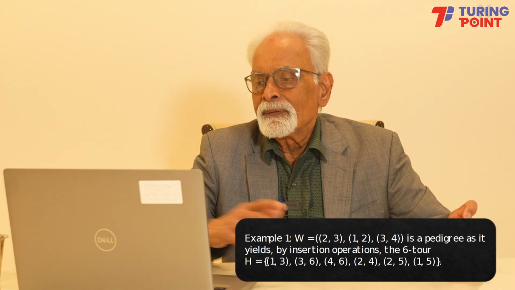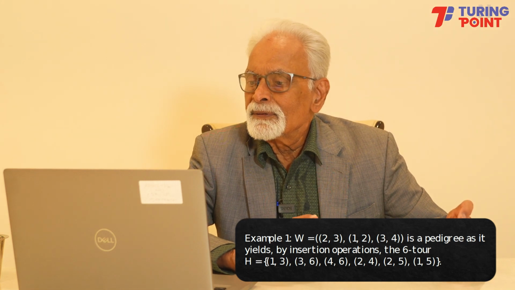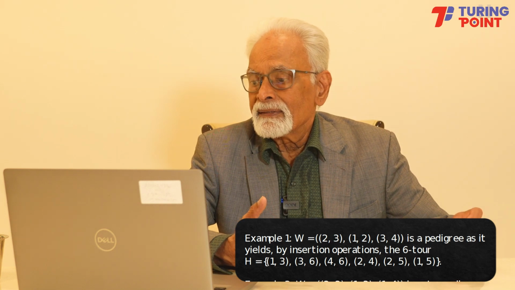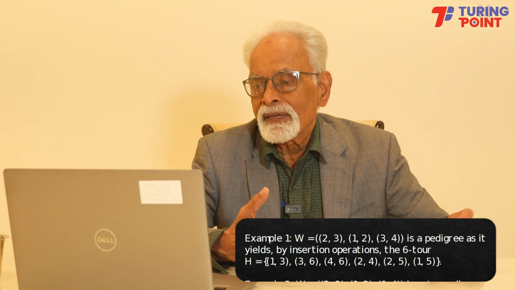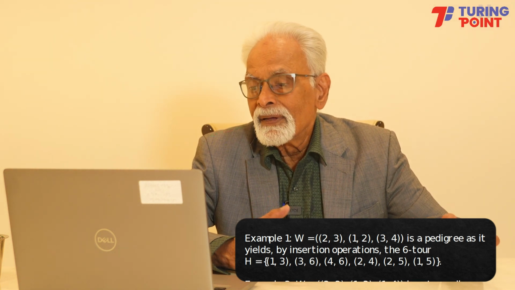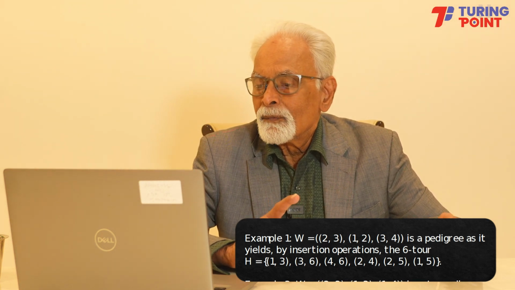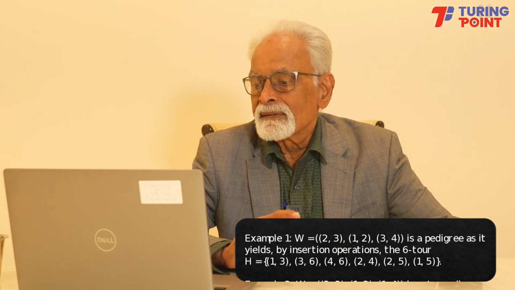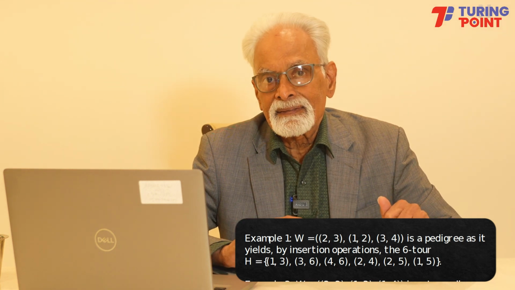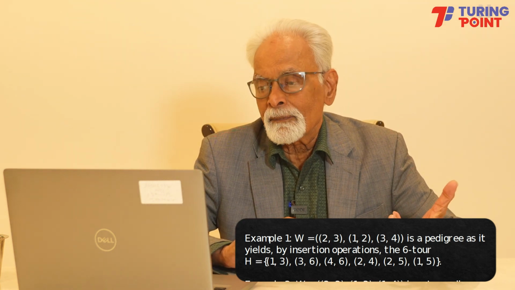So here I have 2 examples. So W is 2, 3, 1, 2, and 3, 4. It's a pedigree as it yields a tour, say for here 6 is the number n. So we have 1, 3, 3, 6, 4, 6, 2, 4, 2, 5, and 1, 5. These are the edges that you have in the tour that is obtained from this pedigree. Similarly, you can go through the example 2.